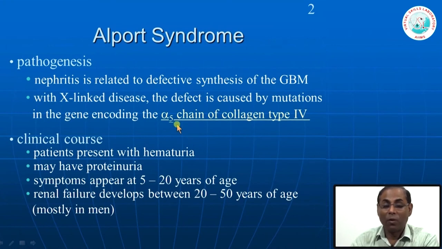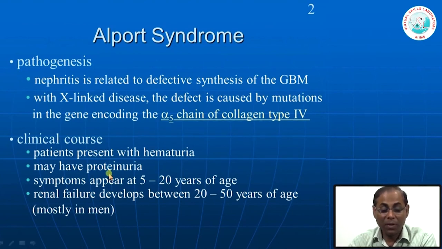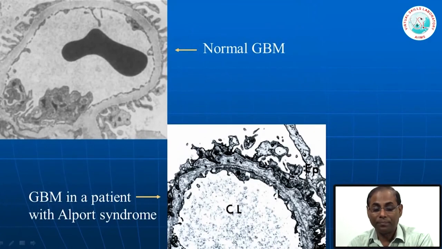So, this is the molecular abnormality. If your collagen formation is defective, glomerular basement membrane cannot function normally. So, you can get proteinuria as well as hematuria. And patients sometimes present with hematuria and may have a mild proteinuria. Symptoms appear at 5 to 20 years of age, and renal failure develops at 20 to 50 years of age. So, this has to be differentiated from IgA nephropathy, from minimal change disease, or otherwise the direct podocyte damage associated focal segmental glomerular sclerosis, because here the abnormality is in the collagen.